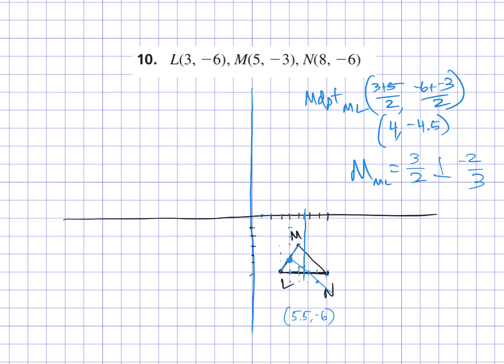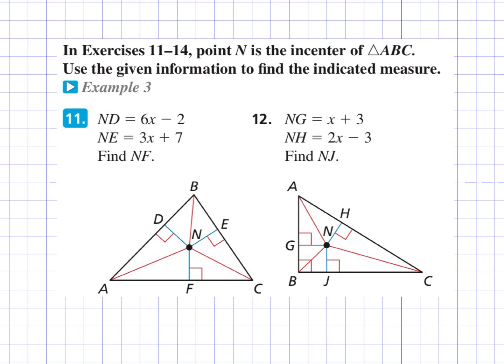And it's hard to tell exactly where they meet. I'm pretty sure I didn't draw this straight. It should be right here, because I think this is a right triangle. So that point is at 5.5 and negative 6. So that would be my incenter there. All right, number 11. I meant that was circumcenter.